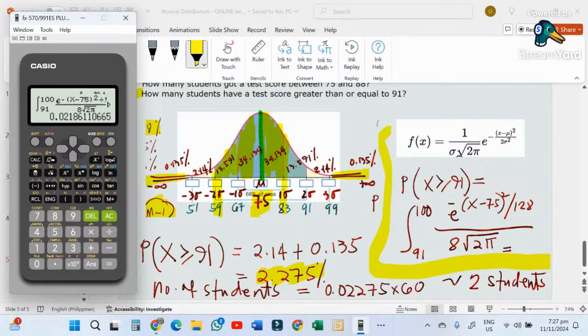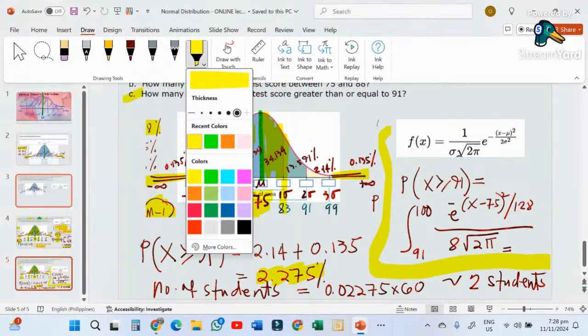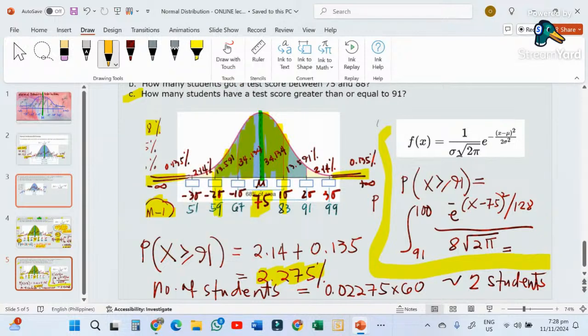You have 0.022. Hang on, what I'm saying is 0.022, okay? So you have 0.022 up to the third significant figure, then the value is the same. Up to the third significant figure, 1, 2, and 3, the values are the same.